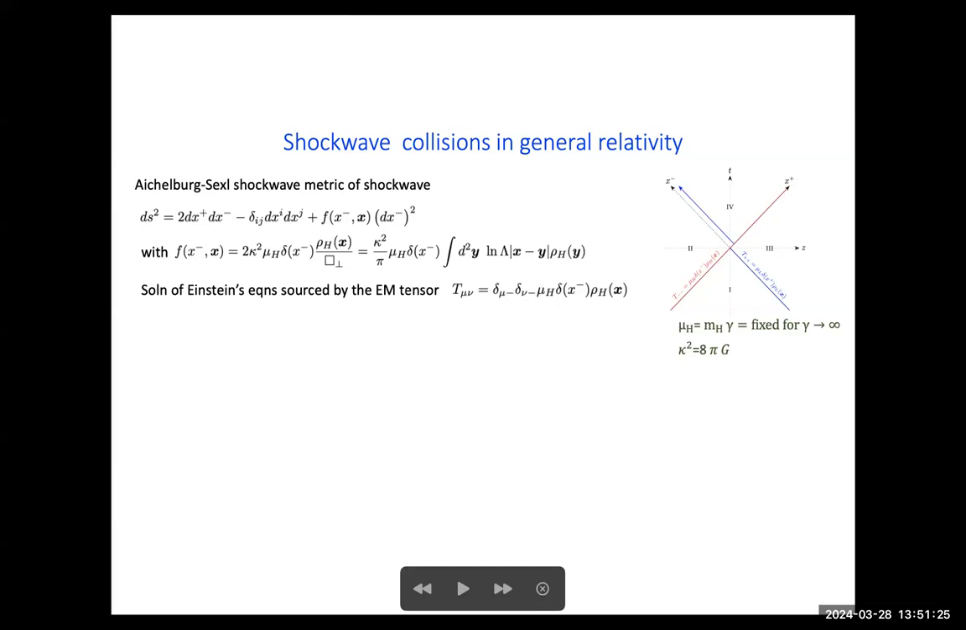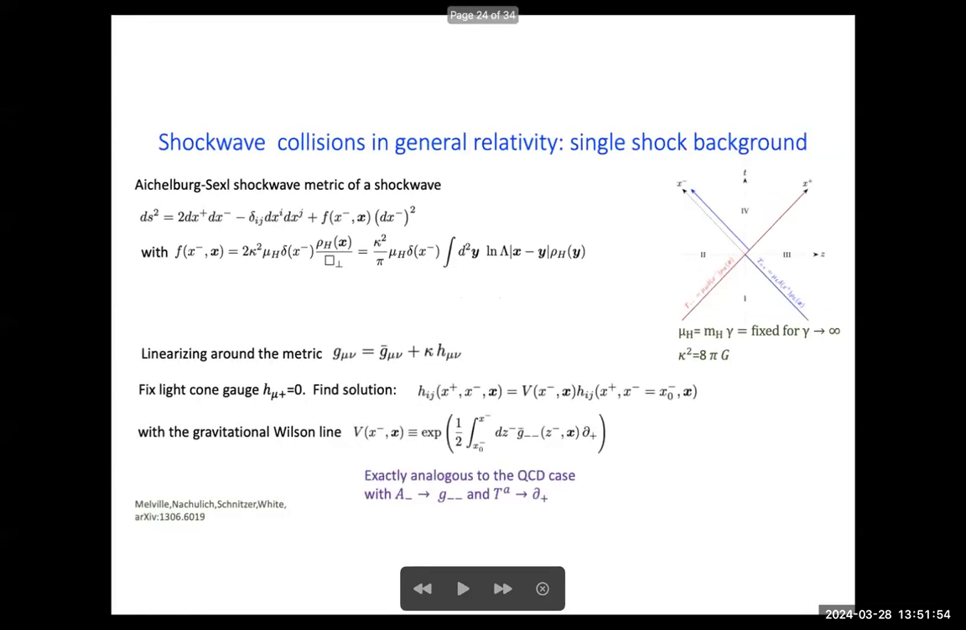And so the problem then, so you have two shock waves, and here now the current is the stress tensor, so it's T minus minus along one light cone and T plus plus along the other light cone. And so the way to think about this is, you can think of this mu as the mass of the object that's scattering times the boost factor gamma. And you take gamma to infinity while keeping this object fixed. And so you can do this calculation. And the way you do it is you linearize along this very strong shockwave background, which is given like this here. You can fix the gauge.